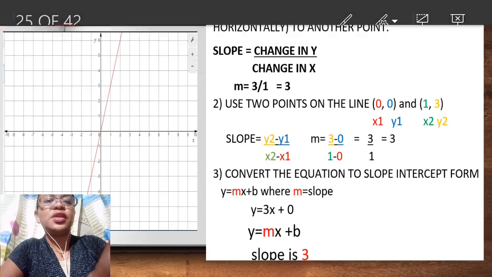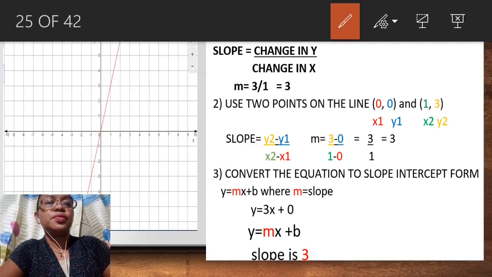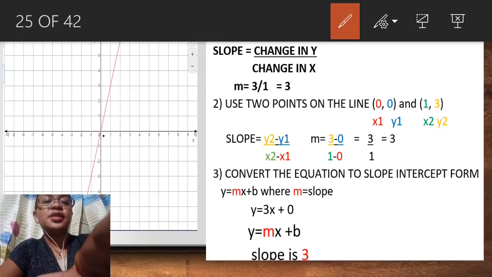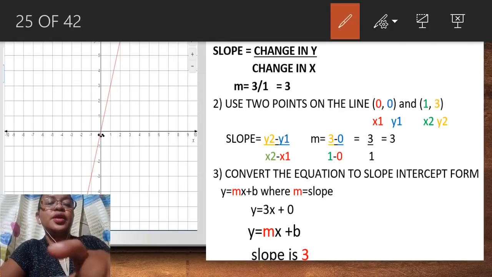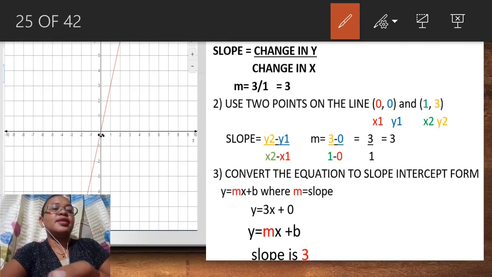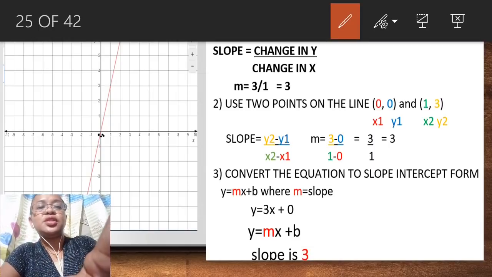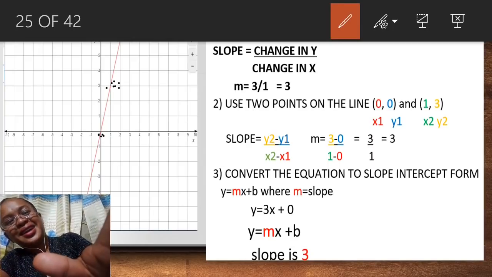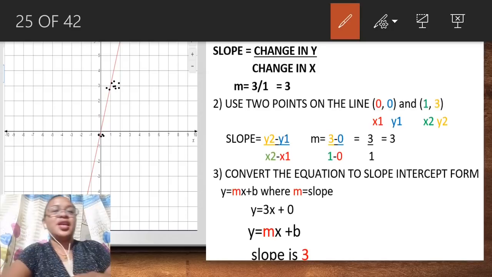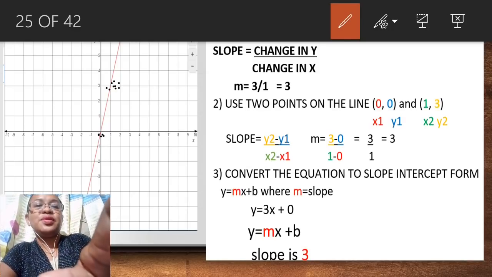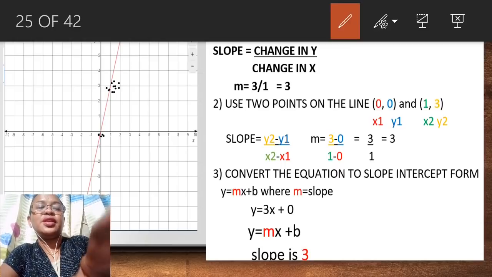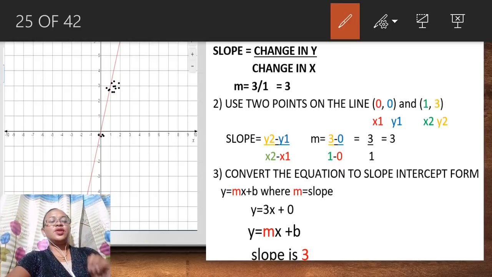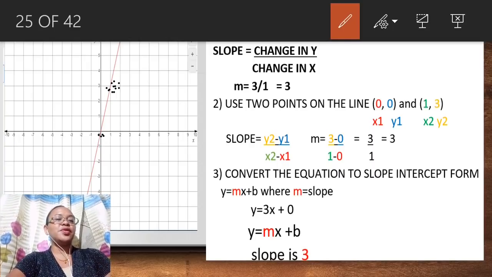So we have here the 2 points. This is the 0, 0. Okay, this one is the 0, 0. And then the 1, 3 is this one above. Oh, sorry. Okay, that one there. Oh, the point on the line. Okay, so those are the 2 points that I use. So just label them correctly.